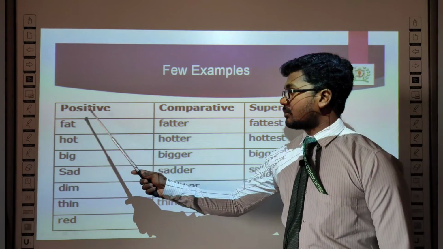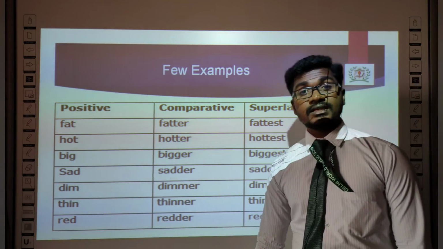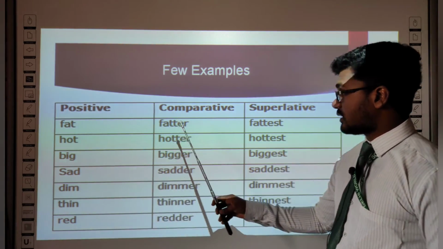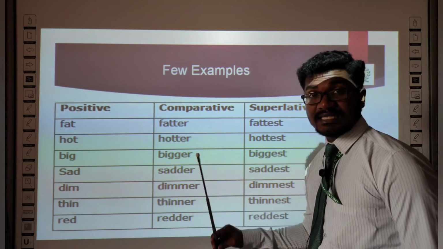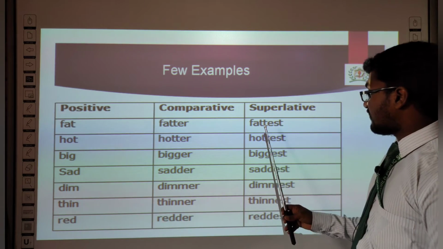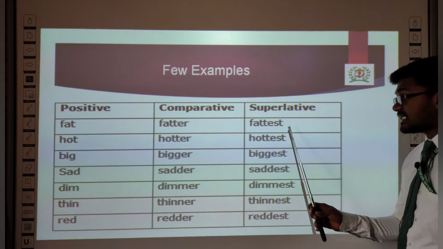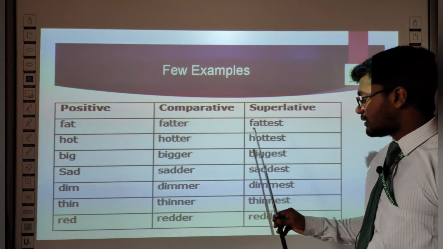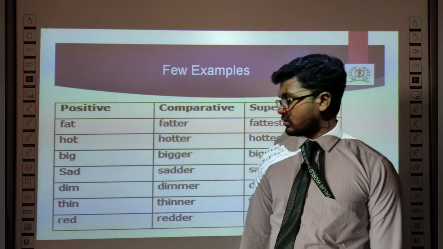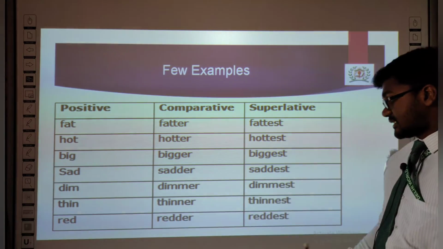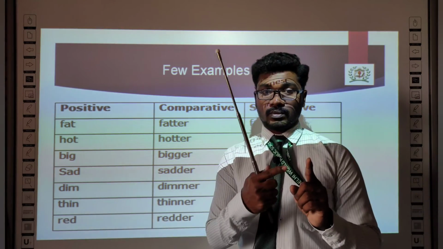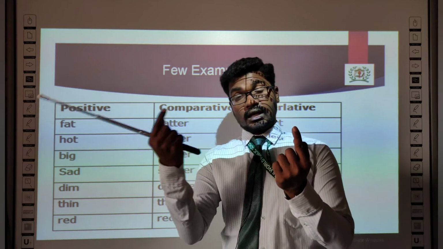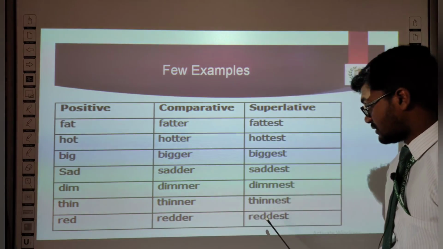Let's see positive, comparative, superlative. And please, students, take care of your spellings. Here you see fat, comparative fatter, double T, that is F-A-T-T-E-R. Fattest, F-A-T-T-E-S-T. Hot, hotter, hottest. Big, bigger, biggest, and so on. See, red, redder, reddest. Comparing one red with another, which is more red? Redder. And the other red is the superlative degree.